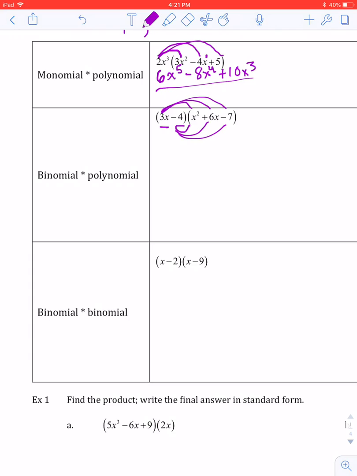Okay? I just drew those lines as a visual for you. Don't worry. It's not going to be all that messy when we do it. We're going to go through it step by step. Okay, so let's start with a 3x and the x squared. Okay, so that's pretty simple.